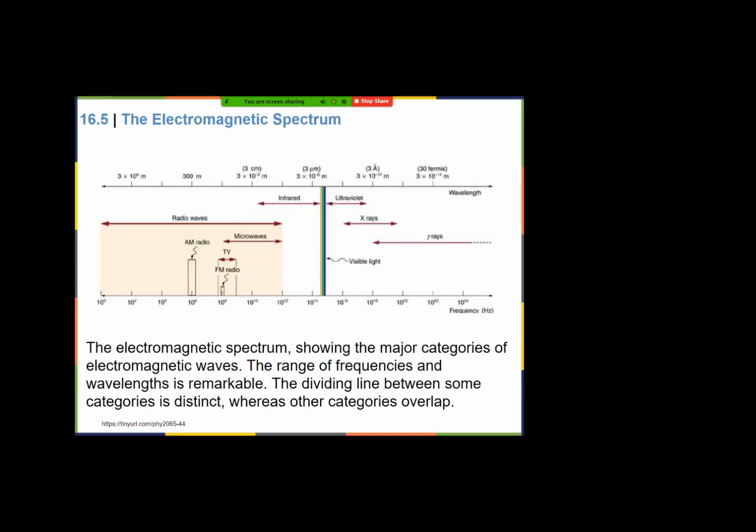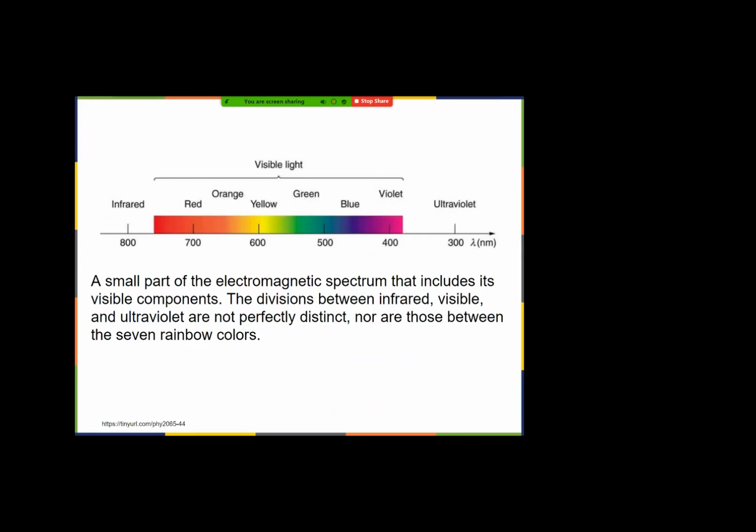This is the whole spectrum for EM waves. It goes from radio waves to infrared waves, and then visible light is a very small band over here, and then the ultraviolet, the X-rays and gamma rays. If we zoom into the visible light band, this is what we get: roughly 700-ish nanometers for the wavelength, down to 380-something nanometers.